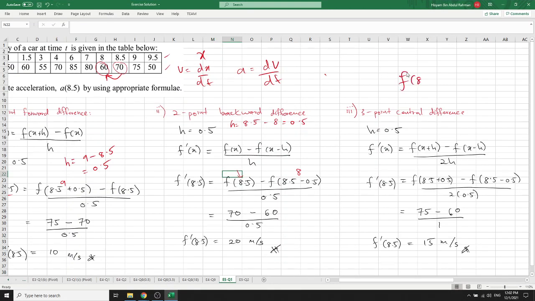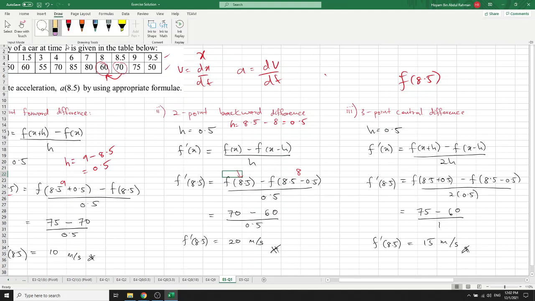F 8.5 will not be involved in this calculation. Okay, so we write again the h. It's very important to find the h, because if the h is different between the forward and backward in the 3-point central, that means we cannot use that point. So over here we see 8.5, and the equation wants x plus h and x minus h.